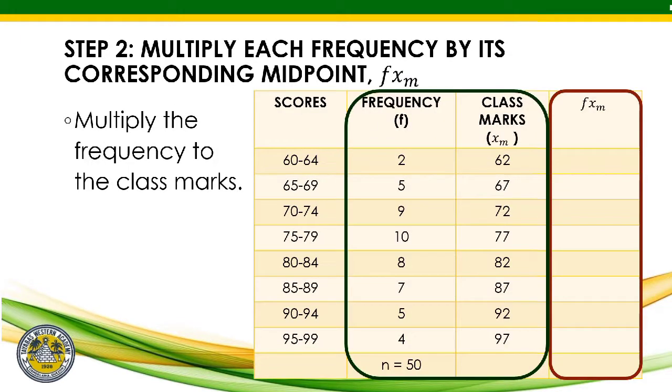At step 2, let's multiply each frequency by its corresponding midpoint. So multiply the frequency to the class marks. We multiply 2 and 62, so that becomes 124. Then 5 and 67, we have 335. 9 and 72, we have 648. 10 and 77, 770. 8 and 82 is 656. 7 and 87 is 609. 5 and 92 is 460. 4 and 97 is equal to 388.